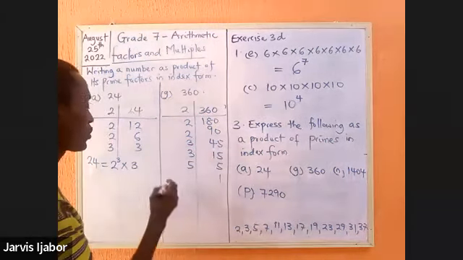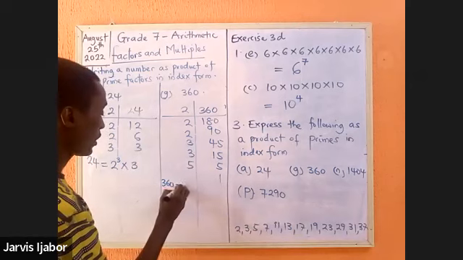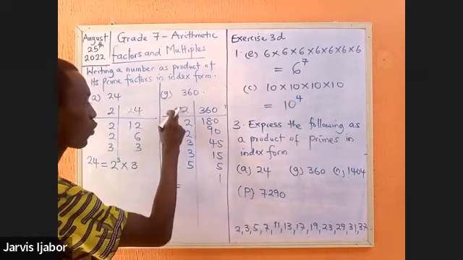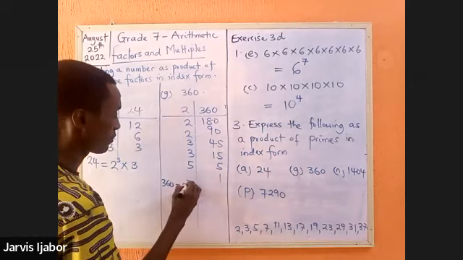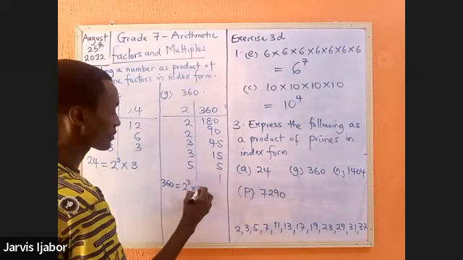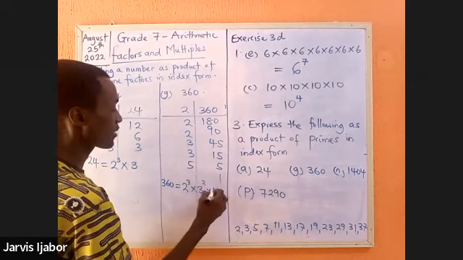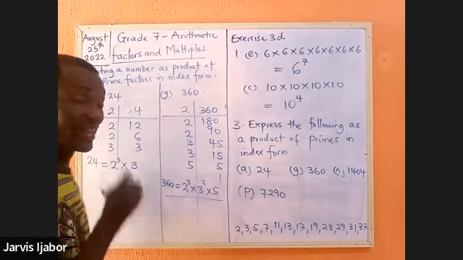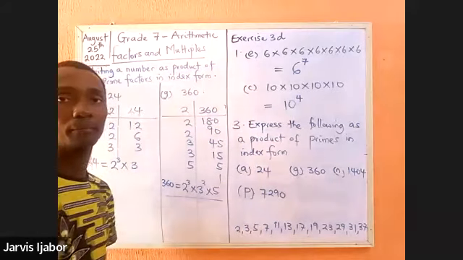So next thing I'll do is to say 360 equal to 2 has occurred what? 1, 2, 3. 3 has occurred twice. And 5 has occurred once. So this is what your final answer would look like.